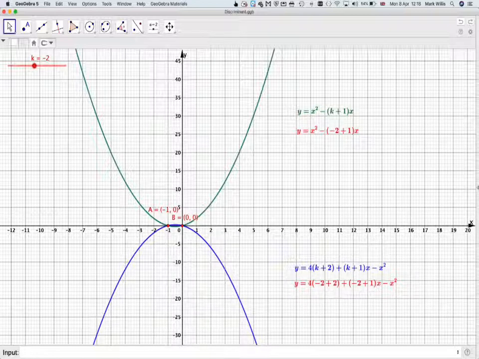Okay, so this has been a video to show you how to use the discriminant to find the value of k to find where two curves meet or touch.